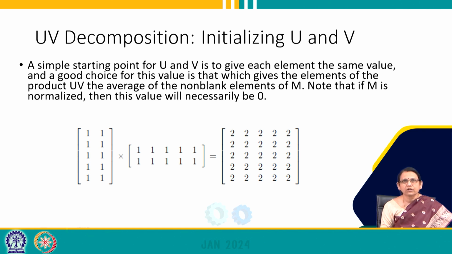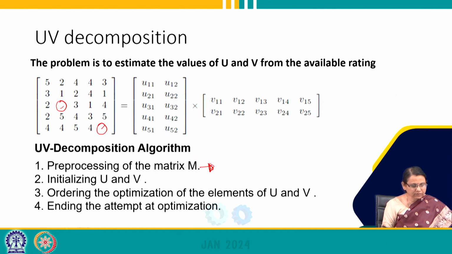In general, you can put any random value, but it is a good choice that all these values have the same value. Sometimes you give the average rating of the entire matrix M, and if you have already normalized M, then probably you will be getting all these initial values to be 0. But this is with this particular example that we are doing for this particular matrix.